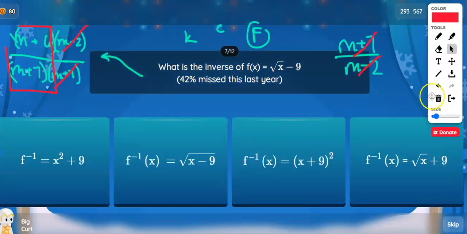I feel accomplished. So one of the review questions is an inverse question.